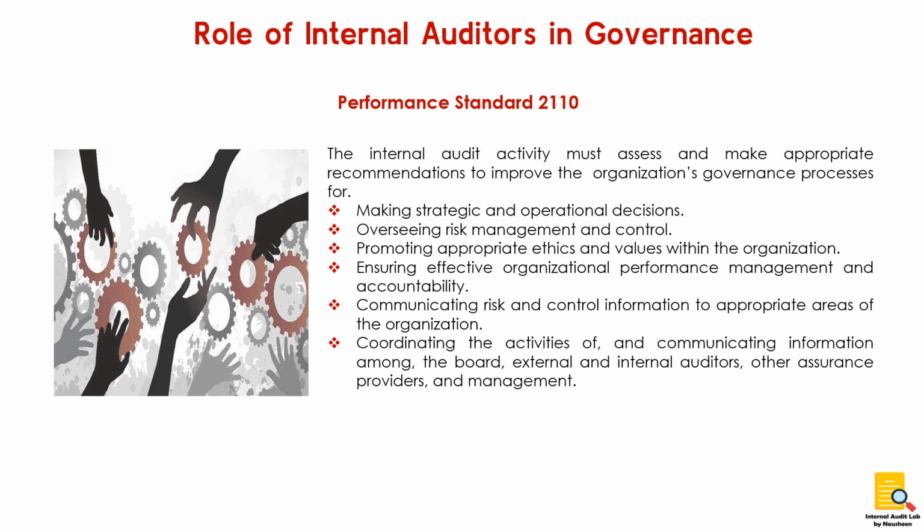And number six, coordinating the activities and communicating information. To assess an organization's ability to coordinate activities and communicate information among the board, external and internal auditors, other assurance providers, and management, the internal audit activity could identify the meetings that include these groups and determine how frequently they should occur.